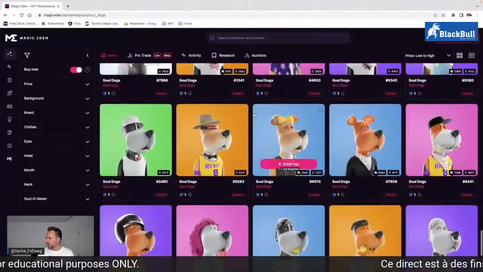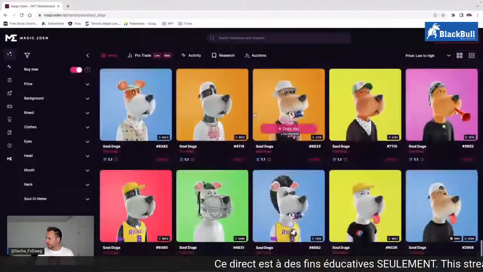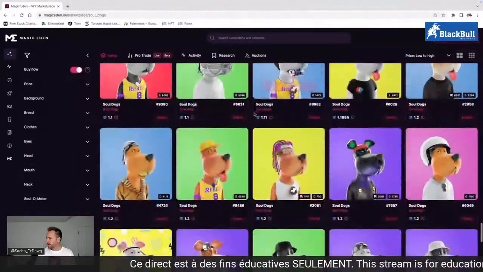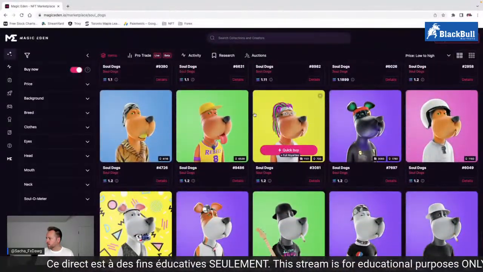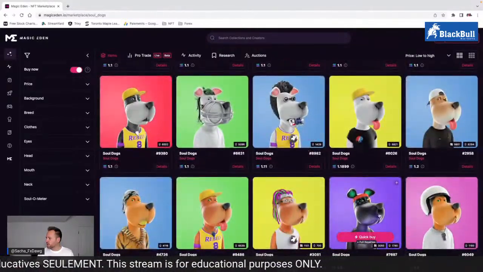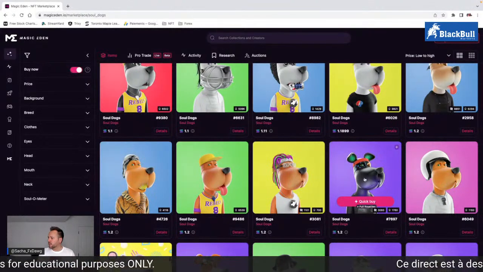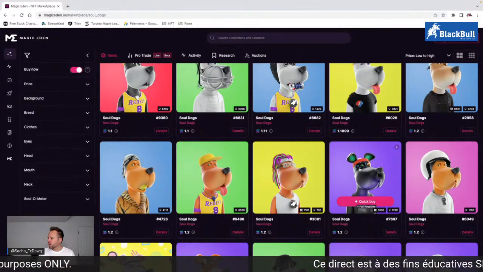Let me find one to show you. People know the value. We announced that, and there's no more. There's one here. There's a Solana special. So this guy, the breed is Solana. You see, it's purple, so that's the purple Solana color.